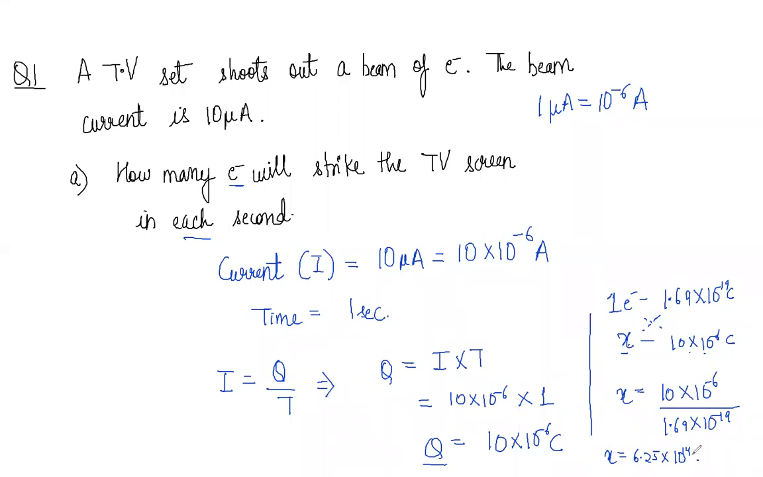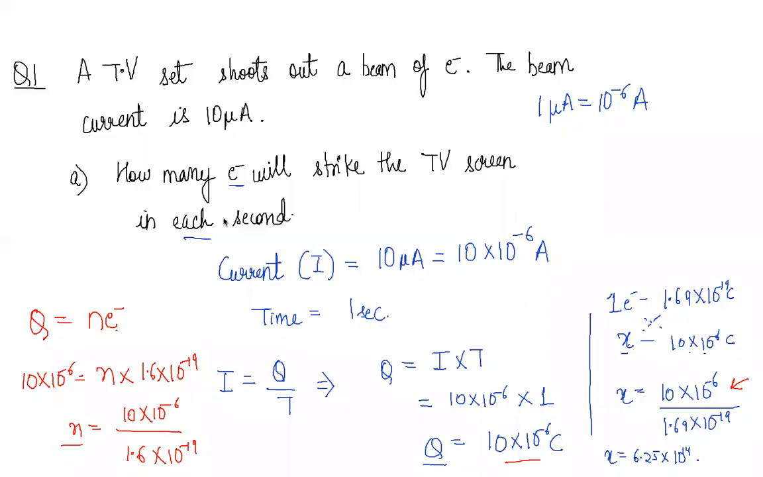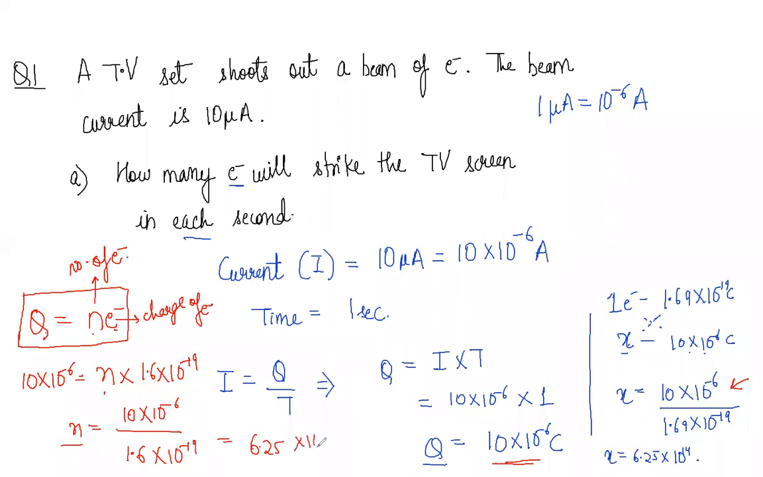Not 14, sir, I think it should be 13. It is 6.25 into 10 to the power 14, Tariq, that's why. If you want to calculate the number of electrons, you can use this formula also: Q is equal to Ne, where Q is the amount of charge, that is 10 into 10 to the power minus 6, N is the number of electrons and e is the charge of an electron. So we can calculate the value of N. It will definitely come 6.25 into 10 to the power 14.